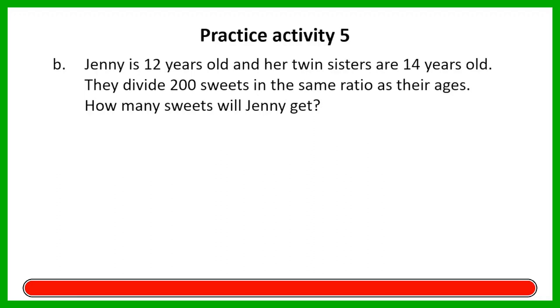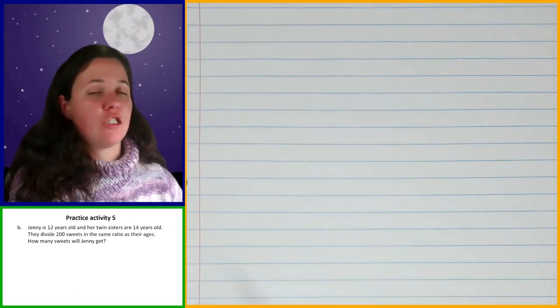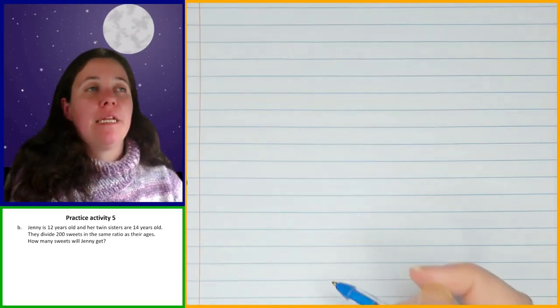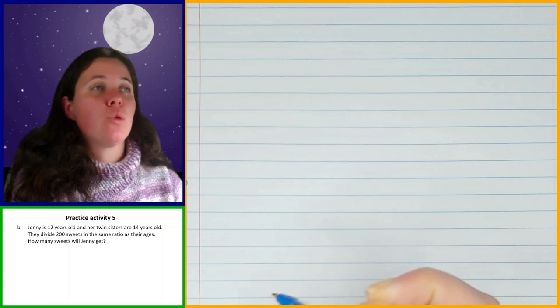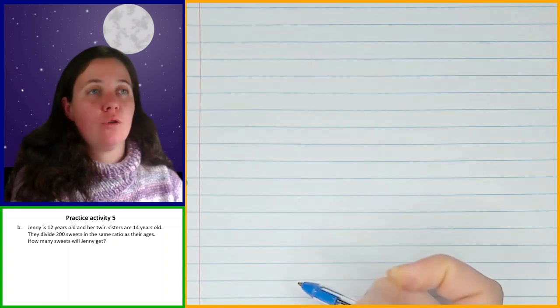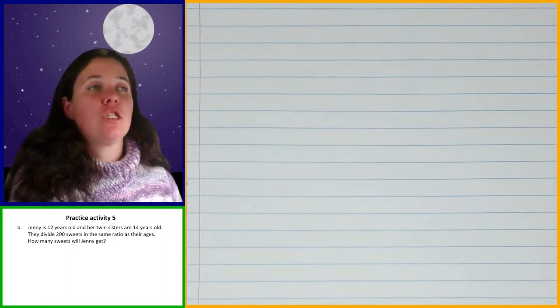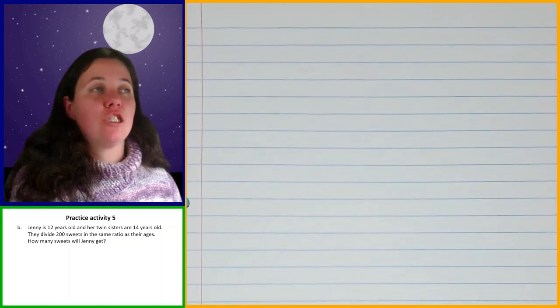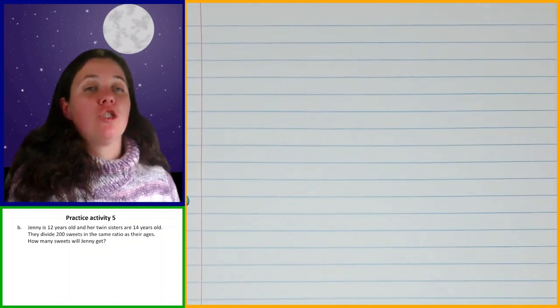Okay, you should hopefully be done with that one by now, so let's go through that question. In this question, you have Jenny, who is 12 years old, and she has twin sisters who are both 14 years old. They divide 200 sweets in the same ratio as their ages. So how many sweets will Jenny get?